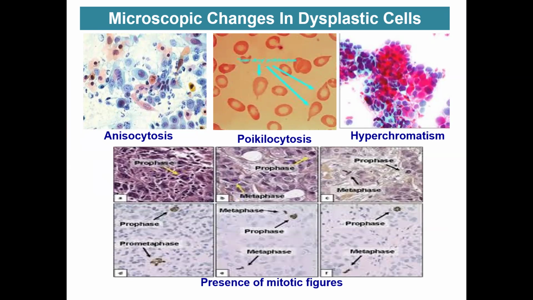Hyperchromatism, on the other hand, basically depends on the pigmentation. It refers to the pigmentation. So basically, these are hyperpigmented cells.